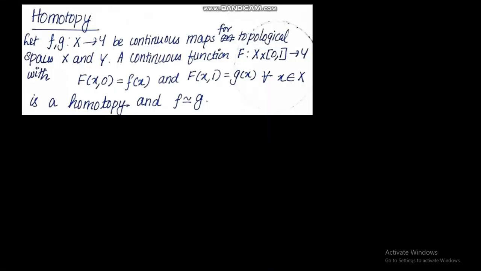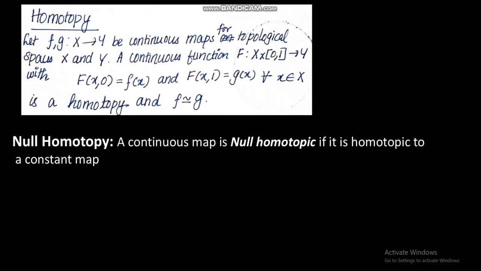Formally defining our intuition, small f is homotopic to g if there is a homotopy, capital F, from x cross the closed interval 0 to 1 to y, with capital F of x, 0 equal to small f of x and capital F of x, 1 equal to g of x. Capital F can be seen as a path with small f of x and g of x as the initial and final points in some sense. A continuous map is null homotopic if it is homotopic to a constant map.